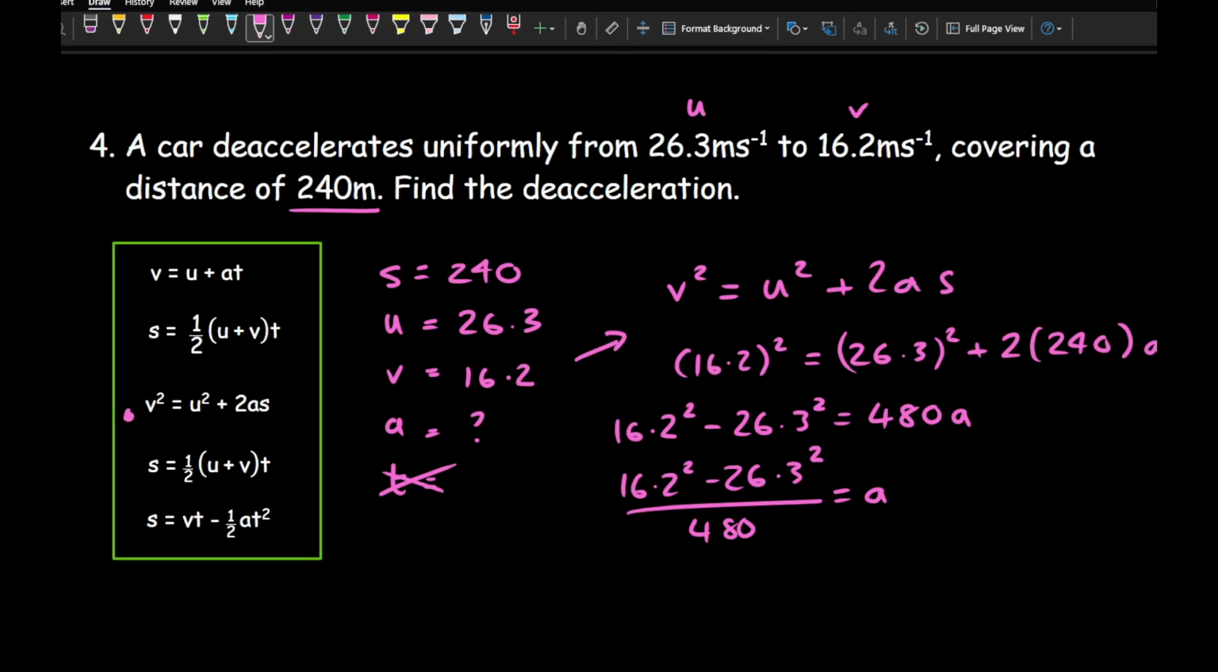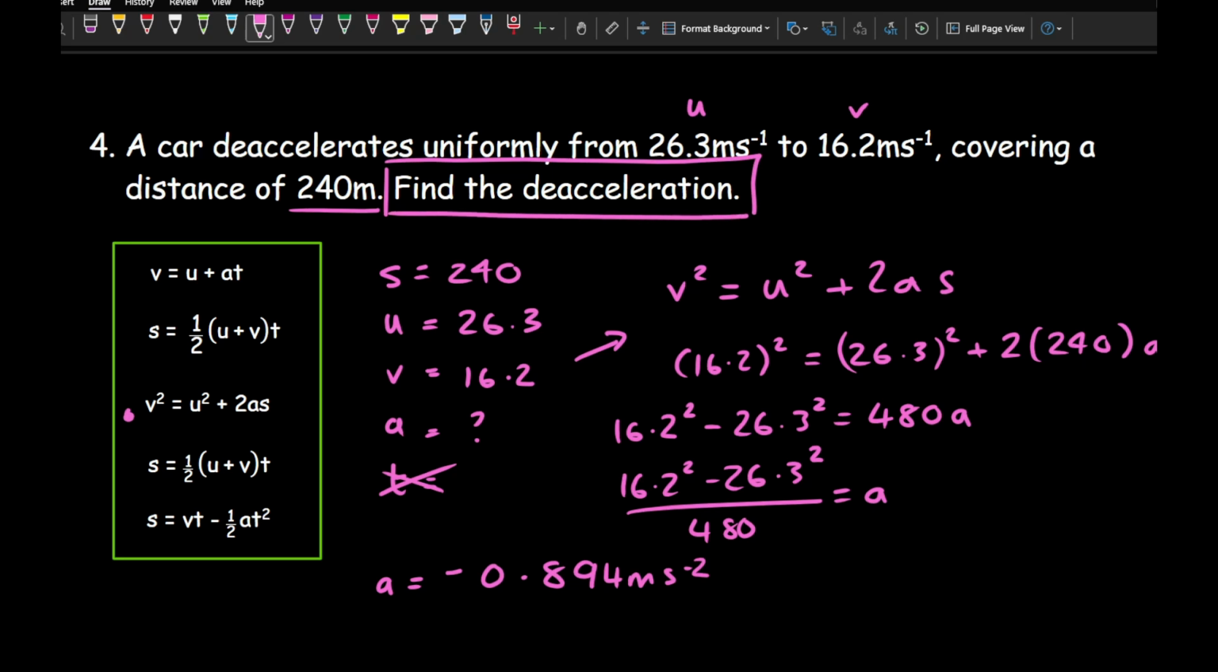And typing that into my calculator, I get an a value of negative 0.894, and the units are going to be meters per second squared. Now it's worth noting that the question actually asks for us to find the deceleration, so therefore the deceleration is going to be 0.894 meters per second squared.